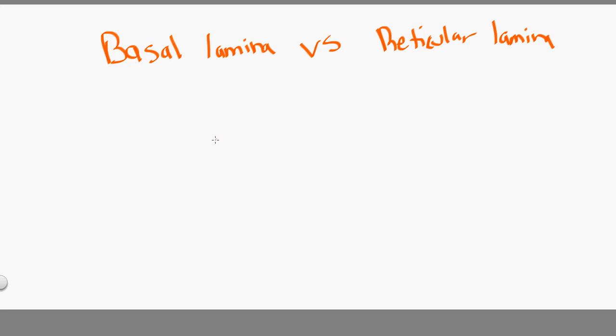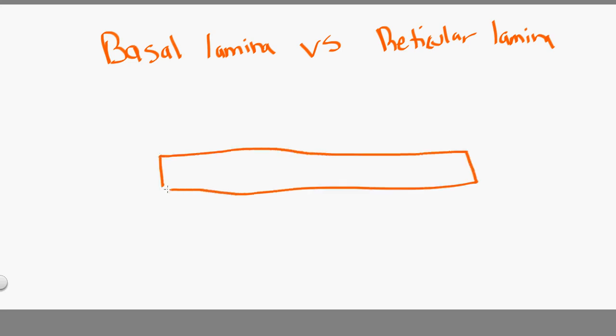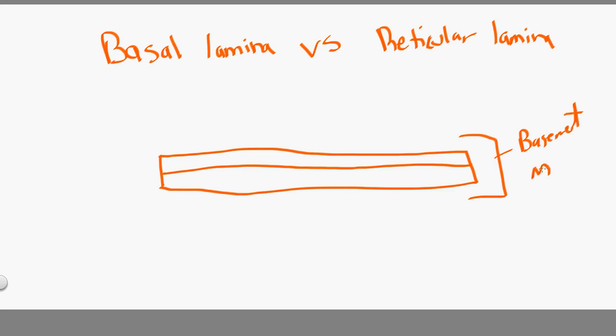Okay, so now we're going to be taking a look at the difference between the basal lamina and the reticular lamina. Now, both of these are related to the basement membrane. And the basement membrane has two layers to it. So both of these together are the basement membrane. Both of these two layers, the basal lamina and the reticular lamina, make up the basement membrane.